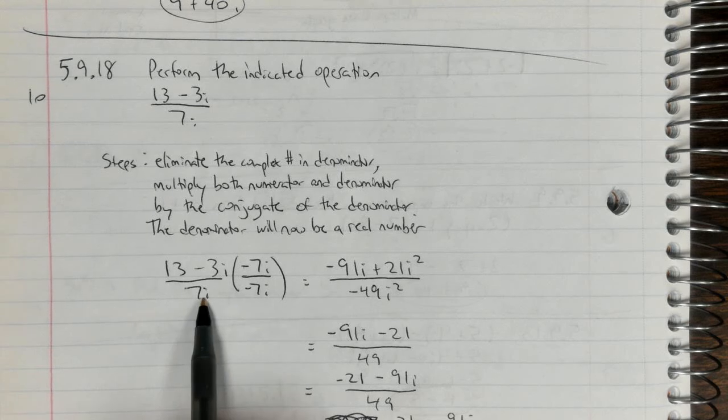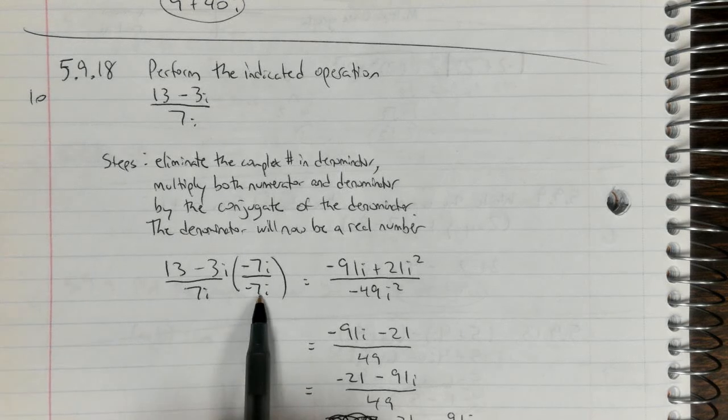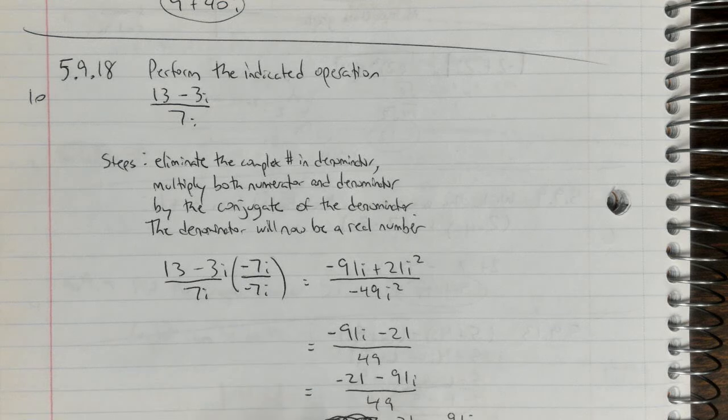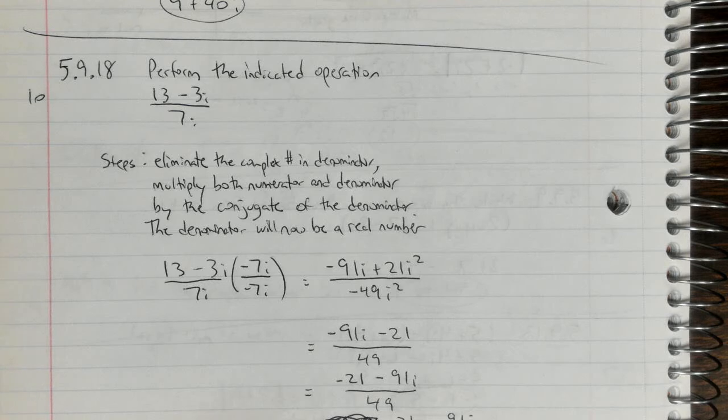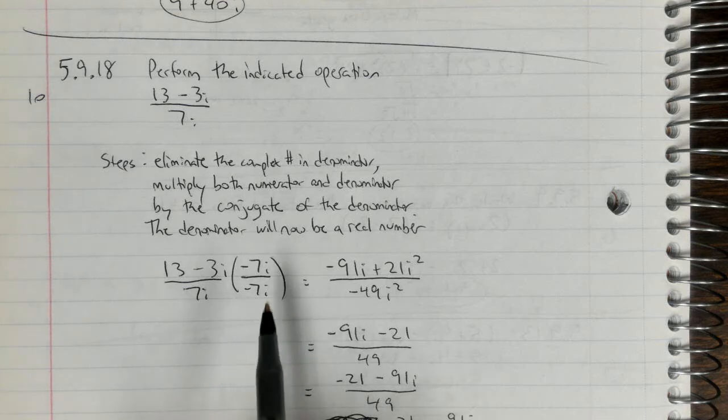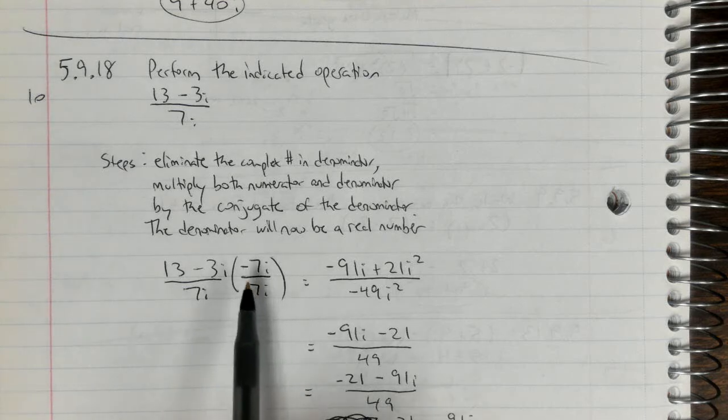So if you start with 7i, then you're going to put negative 7i on bottom and also negative 7i on top. Because if you think of, what is negative 7i over negative 7i? That's like positive 1, and you can always multiply by positive 1. So you basically just need to have the same thing on top and bottom. So now from there we want to distribute.